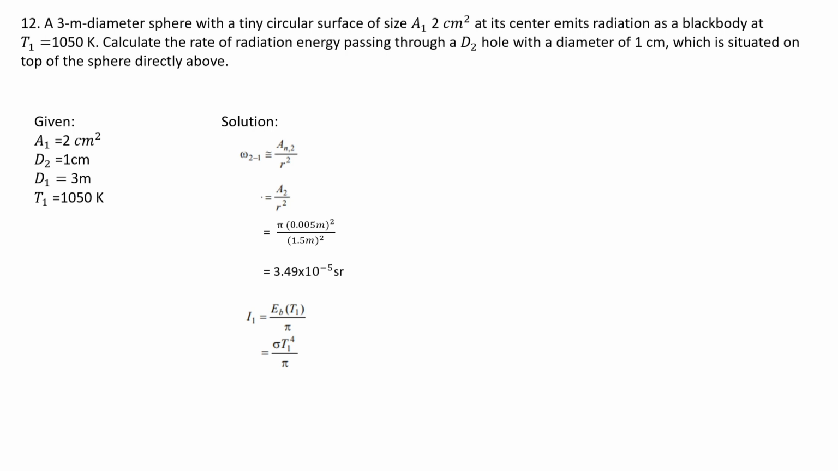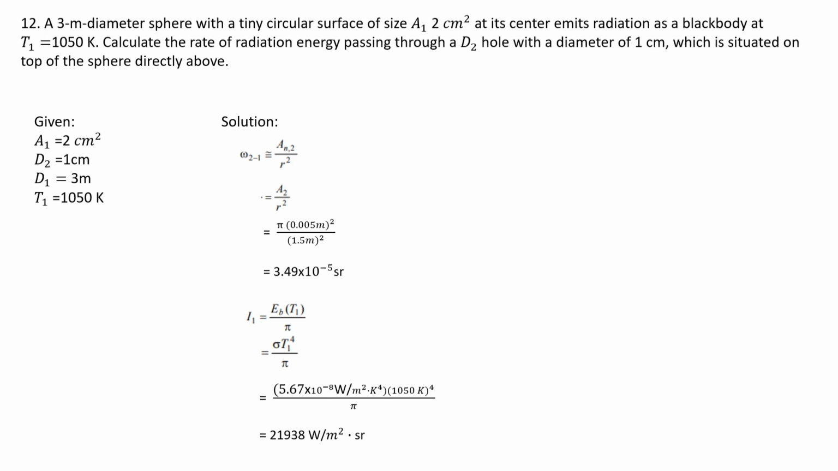Now the value for sigma is 5.67 times 10 to the power of negative 8 watts per meter squared Kelvin to the power of 4, times 1050 Kelvin raised to 4 over pi. And the answer will be 21,938 watts per meter squared times sr. This value of intensity is the same in all directions since a black body is a diffuse emitter.